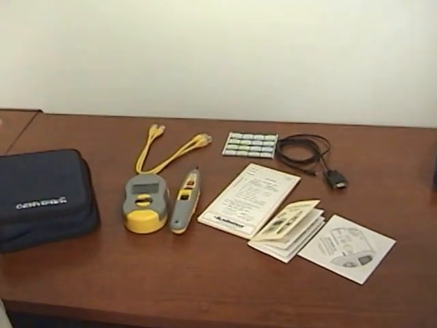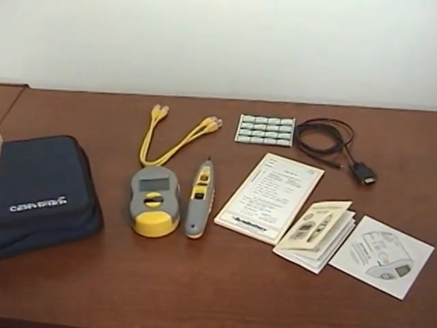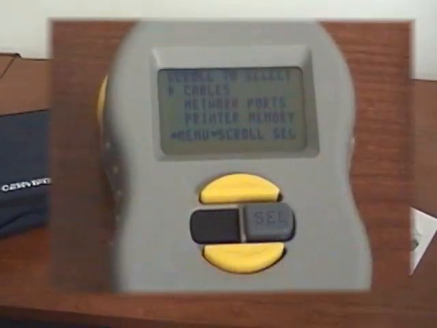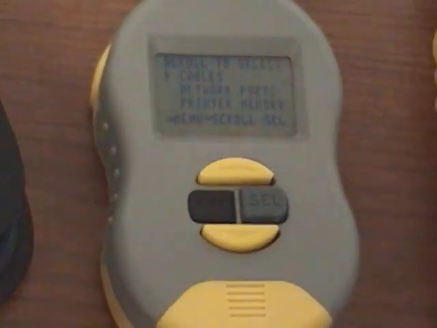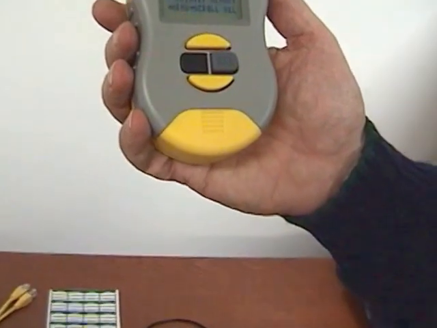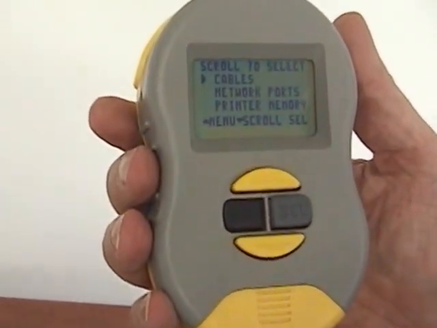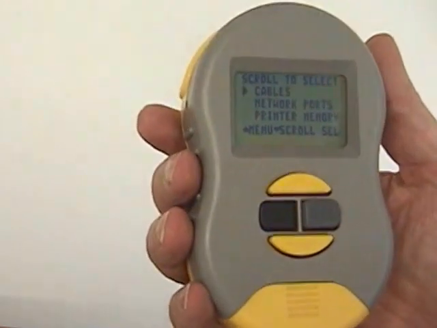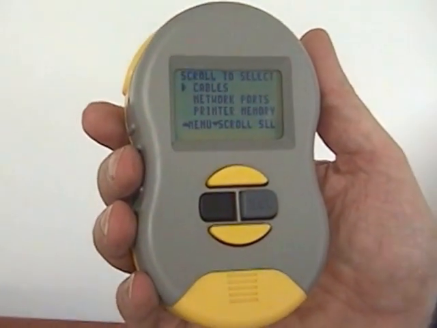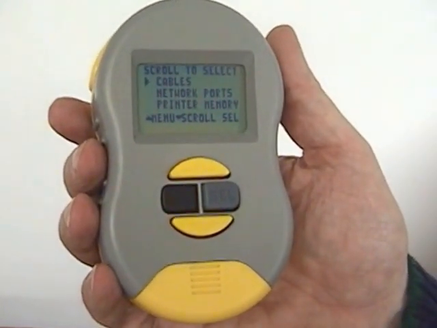Why don't we take everybody through a real-world certifier test, Joe? That's a good idea, Daryl. Now we have the certifier just turned on. I could have turned on the backlight, but since this is a well-lit room, we'll just look at the screen without the backlight. It asks us if we want to test cables or network ports or review printer memory.